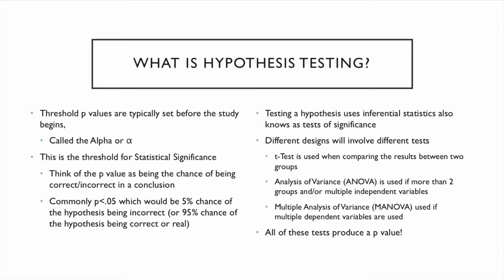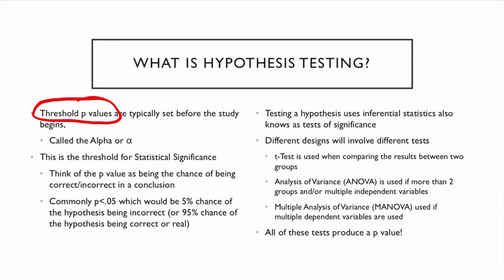So hypothesis testing starts with writing a hypothesis and then testing it through an experiment. Once the data is collected, we then do a statistical analysis to see if the differences in the dependent variable, the differences in the measures, are real and due to the treatment, or are they potentially just due to random variability. To do that, typically threshold p-values, how confident we want to be, are set before the study begins.